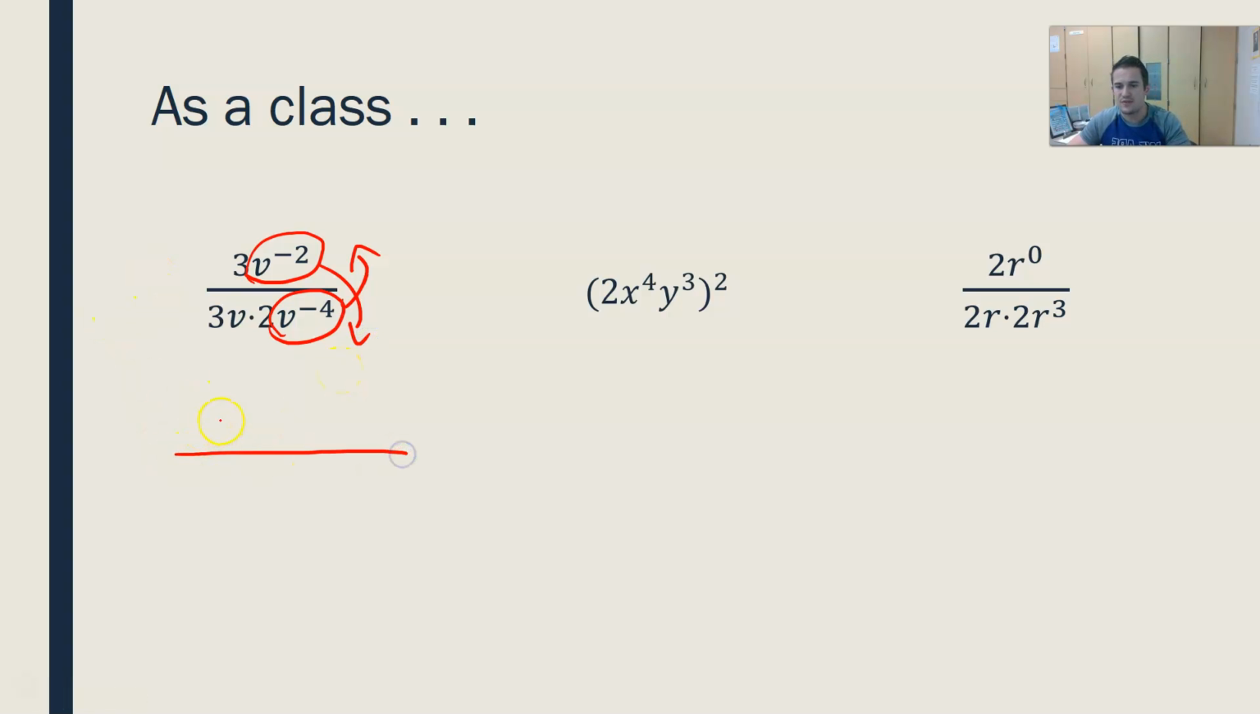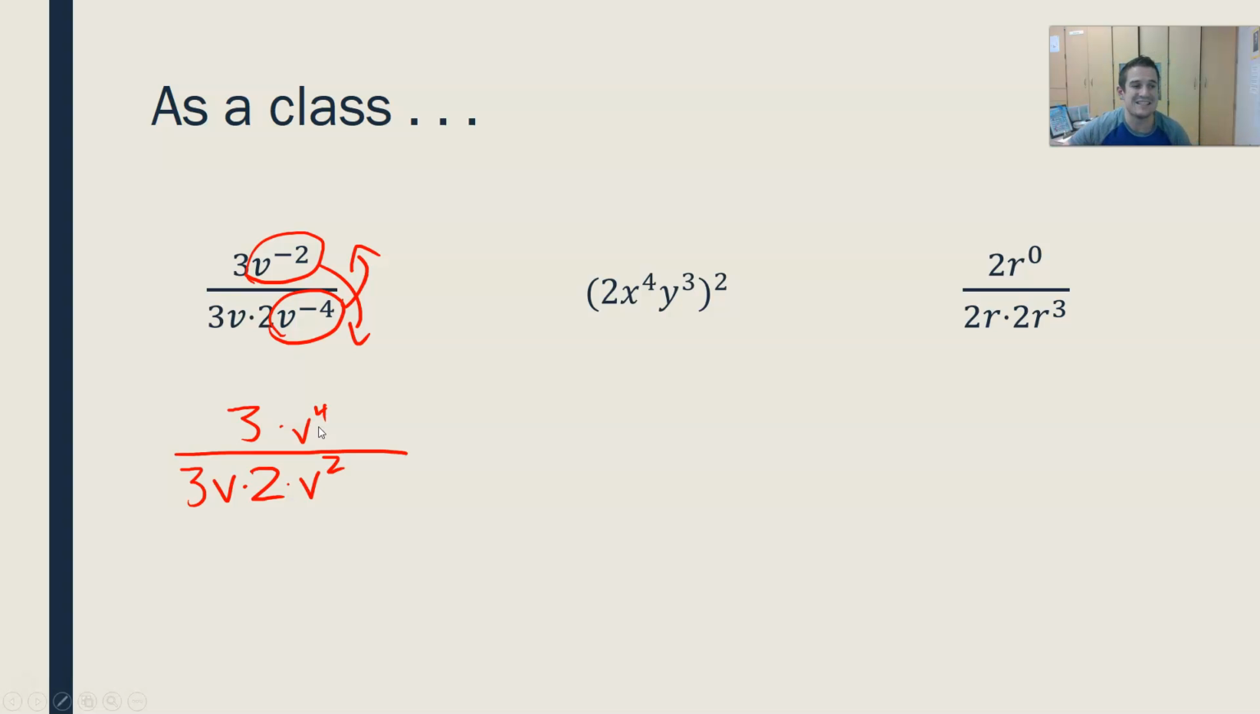So I'm going to rewrite this. The 3 hasn't moved. This 3v hasn't moved. This 2 hasn't moved. But this v to the negative 2 flips the line and changes the sign. So this is times v to the positive 2. This v to the negative 4 moves to the top and changes to v to the positive 4. Okay?